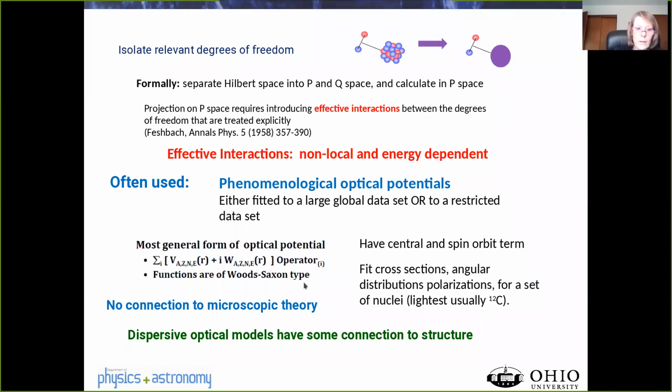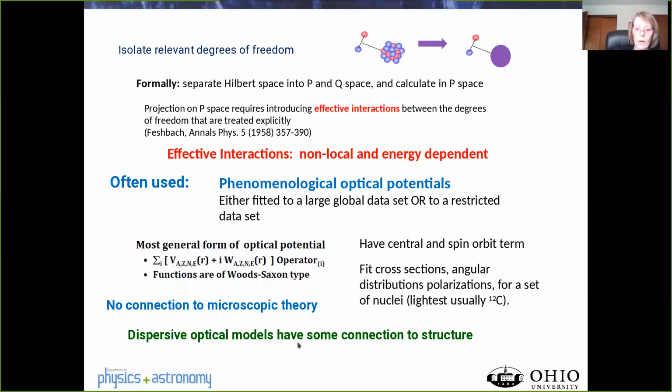The disadvantage here is, of course, that you fit to the reaction data set, but you have no connection to a microscopic structure theory. The onset of changing that are dispersive optical models, because there, via the dispersion relation, you connect for negative energies to the structure information.